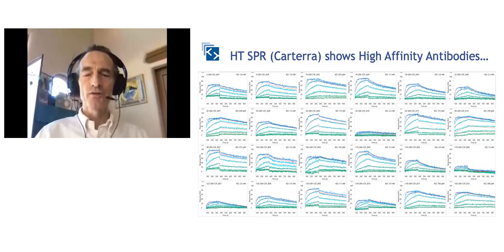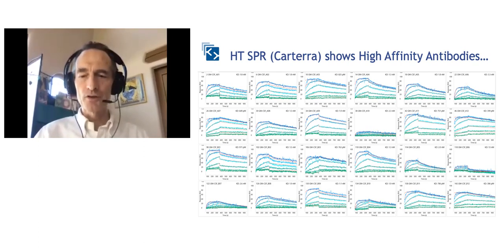So what do the affinities look like? I'm not sure if you can see these or not, but these are some SPR plots using the Carterra LSA, looking at some of the antibodies that we've got here. And if you can read, you can see, for example, down here, I think, picomolar antibodies. There's a lot of subnanomolar antibodies, and the rest are basically between 1 and 10 nanomolar.